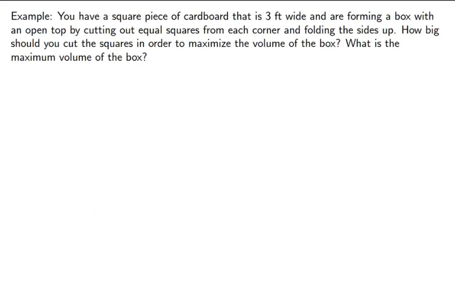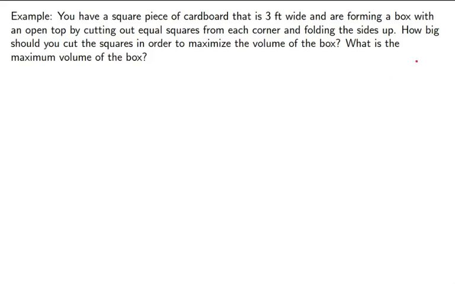This one is an efficiency in the manufacturing process. Suppose you're trying to make a cardboard box, and the way that you're making it is you're starting with a square piece of cardboard. It's 3 feet wide, and I did say it was a square. What we're going to do is cut out equal squares and fold the sides up. So I definitely need to draw a picture of this for you guys.